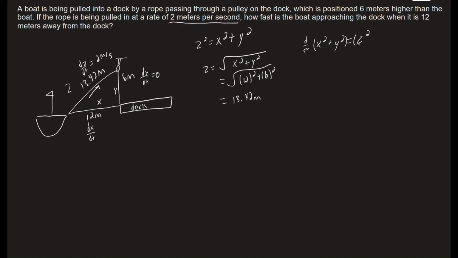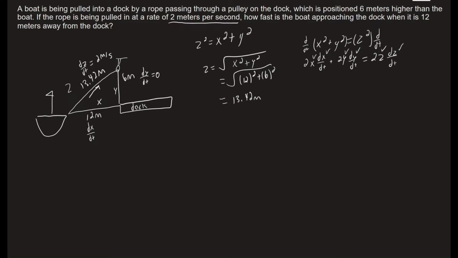Now we'll differentiate with respect to time. So 2x dx over dt plus 2y dy over dt equals 2z dz over dt. So we have x, we're looking for dx over dt, we have y, we have dy over dt, it's 0, we have z, and we have dz over dt. So we'll be able to solve this.